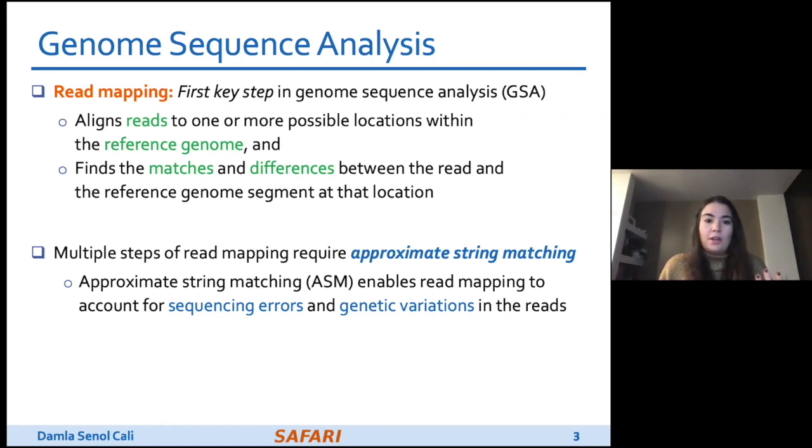As you can imagine, although we share more than 99% of our genome, we all are different in terms of appearance or the genetic features we have. So these are caused by genetic variations. And as a result, read mapping must perform approximate string matching, or ASM, in order to take into account these types of errors and differences when performing read mapping.